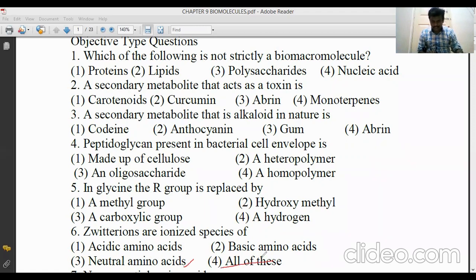Yes, all of these. Generally, a zwitterion is an ion having separate positively and negatively charged groups, a positive group and a negative group. So basic amino acids, acidic amino acids and neutral amino acids are all there. Since amino acids can carry both positive and negative charges simultaneously, such species are termed zwitterions. So for the sixth question, the correct option is 4.